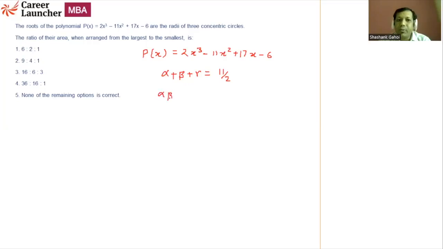Product of roots taken 2 at a time, alpha beta plus beta gamma plus gamma alpha, comes out to be 17 by 2. And the product of roots taken 3 at a time is alpha beta gamma, that is going to be minus of minus 6 upon 2. So that comes out to be 3.